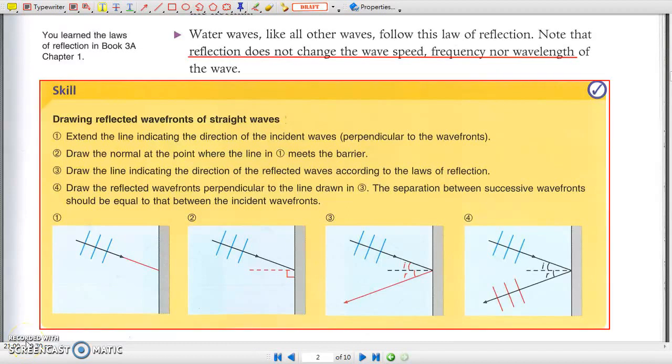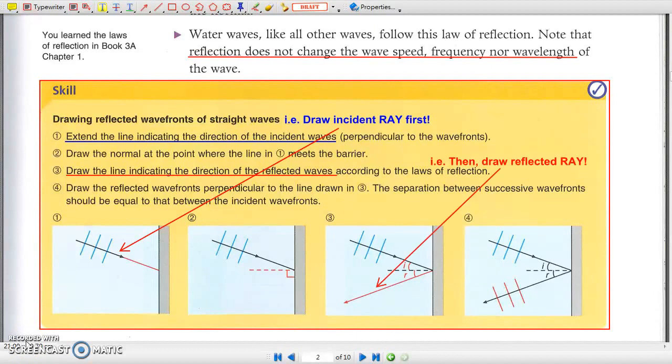Apply the following skills to draw wavefronts in reflection of waves. Also note that reflection does not change the wave speed, frequency, nor wavelength of the wave.